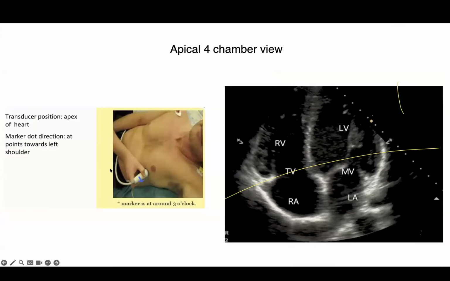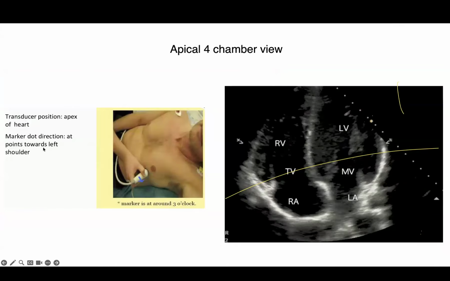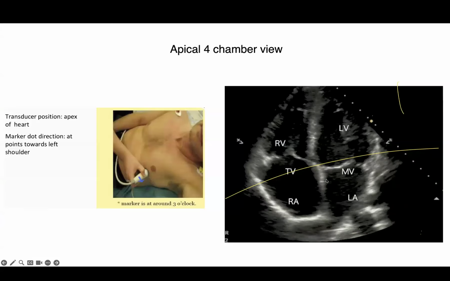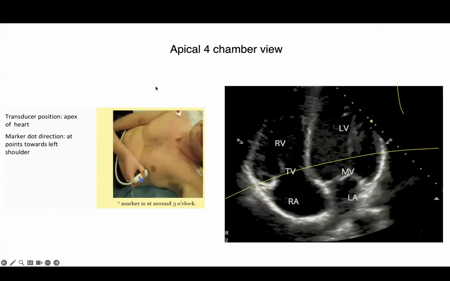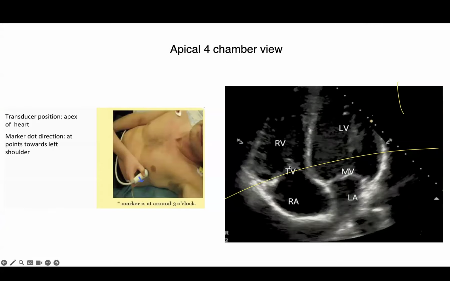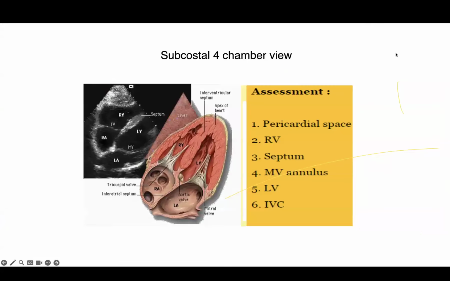Then apical four-chamber view. That is, the transducer position is kept at the apex of the heart and it is pointed towards the left shoulder. So here you can see the LA, mitral valve, left ventricle. Here the RA, tricuspid valve, and the RV. Then you have the subcostal four-chamber. Similarly, you will be able to see the LA, RA, mitral valve. Here it's not much visible. The tricuspid, RV, and the LV. And the septum is also visualized.